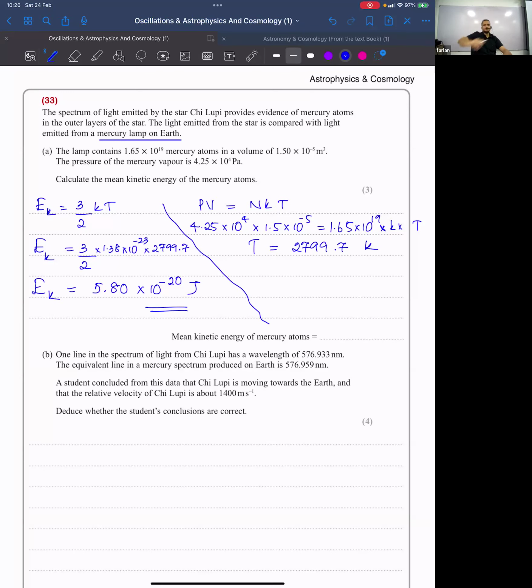Yes. So you can take this 3/2 PV over N. Same thing. Instead of kT, you can use PV over N.